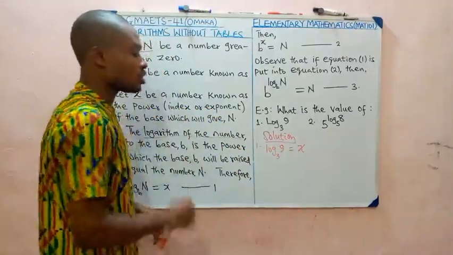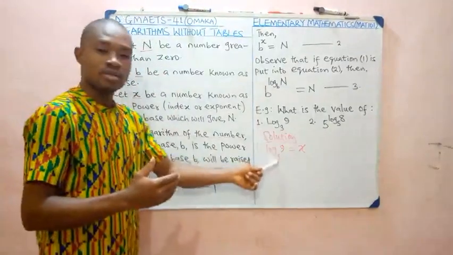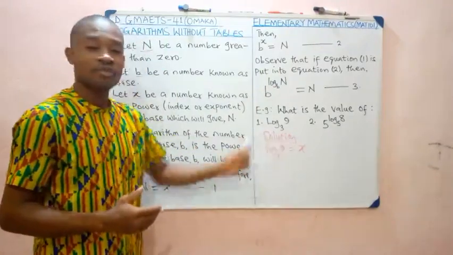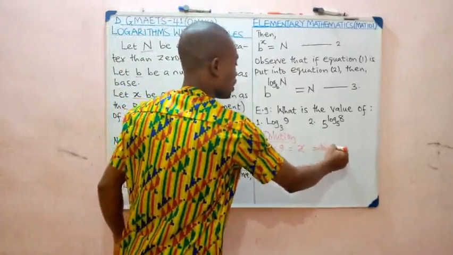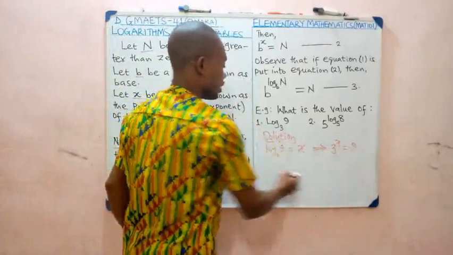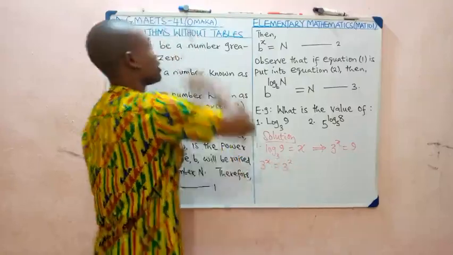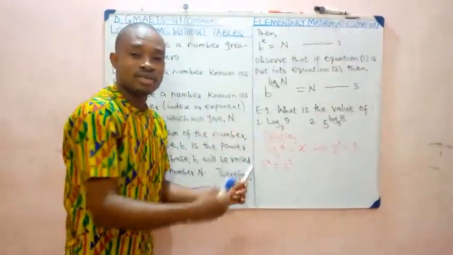If log 9 to base 3 is equal to X, then by the definition of logarithm, the power of the base, which in this case is this X, that will produce 9, would be the value of this log 9 to base 3. So how do we do that? It means that 3 raised to power X will be equal to 9. Then I'm going to write 3 raised to power X equal to 3 raised to power 2, because 9 is 3 raised to power 2. If you take log to base 3 of both sides, are you following?